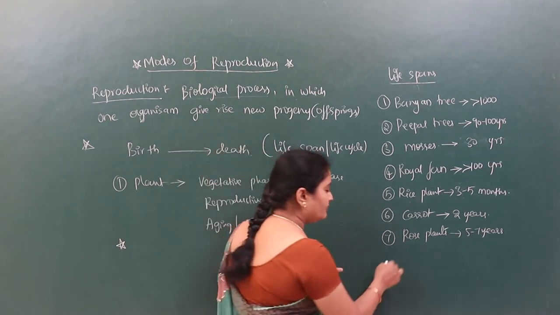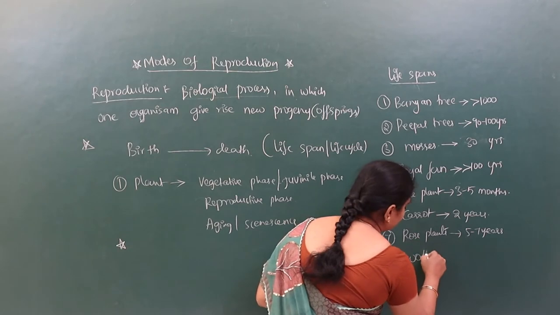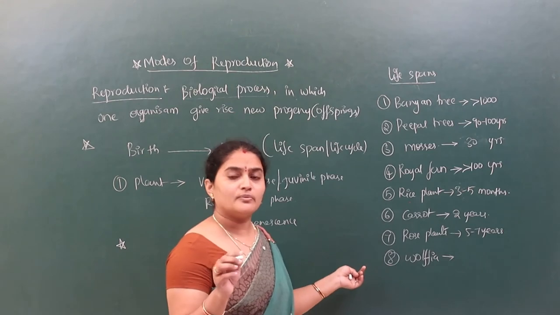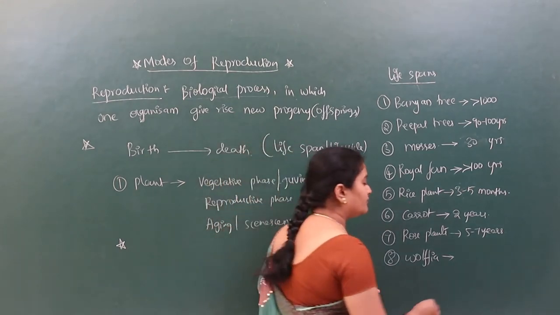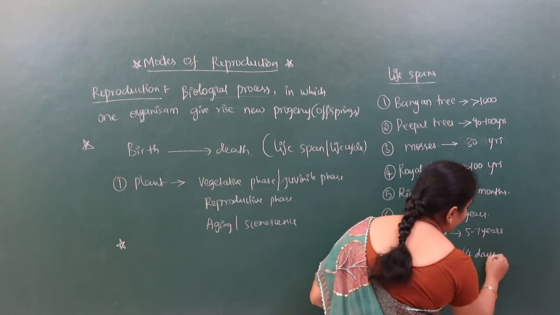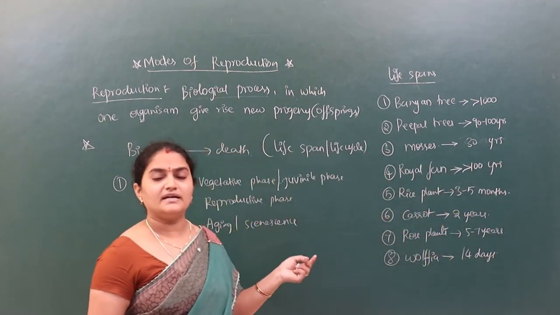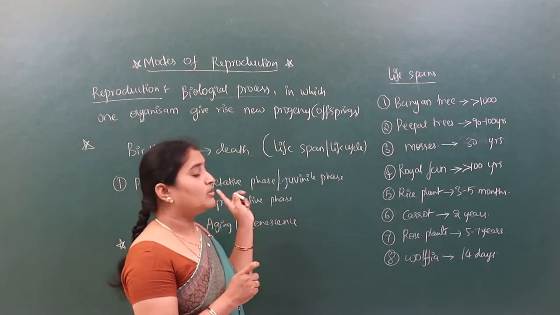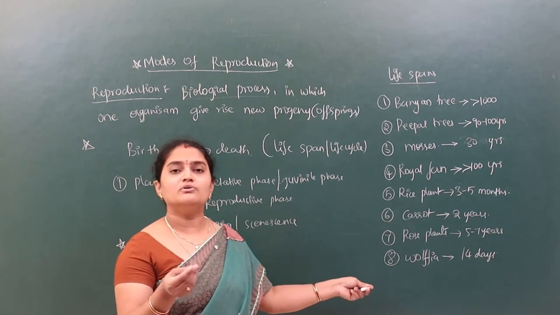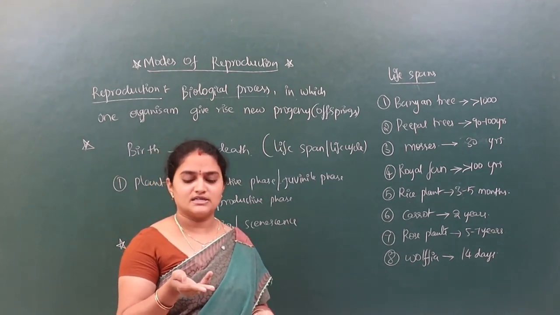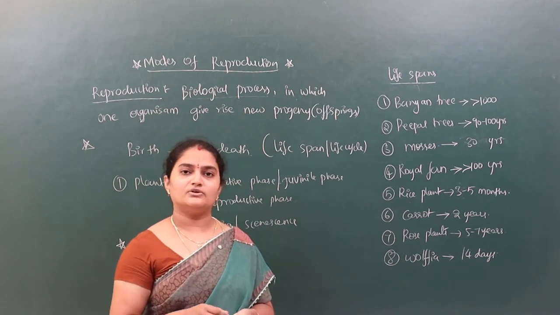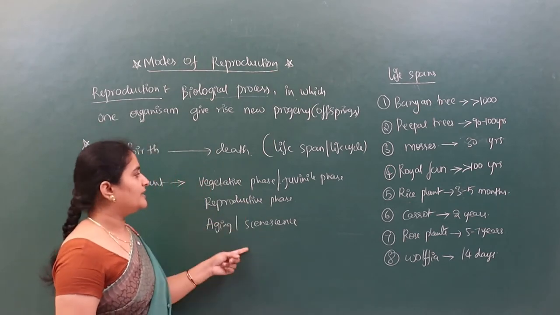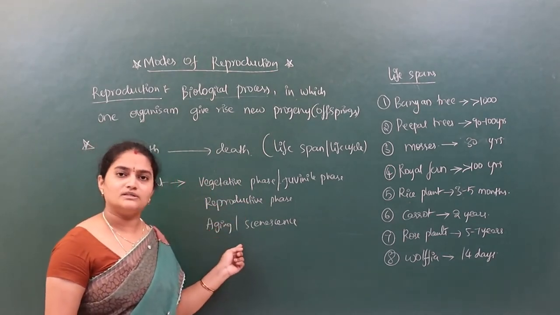Another one is Wolffia. Actually, it is an angiosperm. It is a microscopic angiosperm, and it can live only about 14 days. Actually, it is a green color plant. When you observe the picture in your modes of reproduction, you can clearly observe how the Wolffia looks. The green color structures, you can just touch with your fingers. So based on their lifespan, the different phases, vegetative, reproductive, and senescence, will depend.